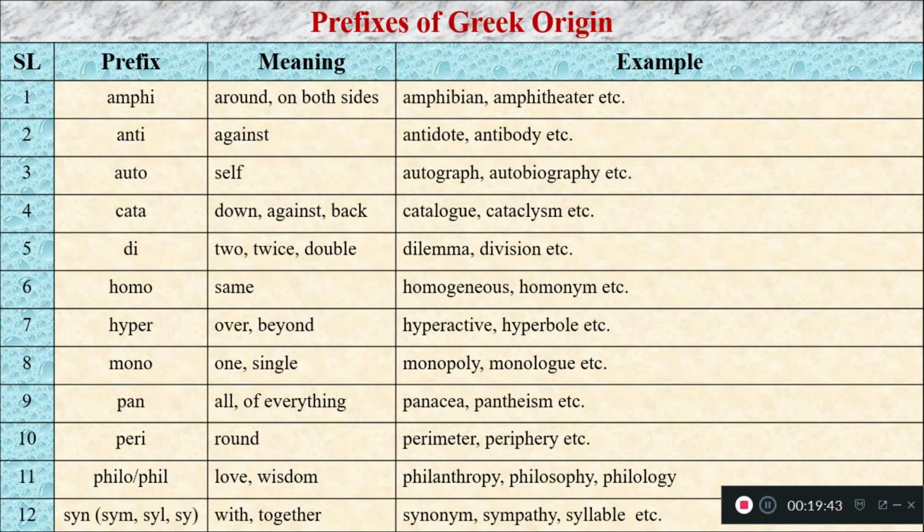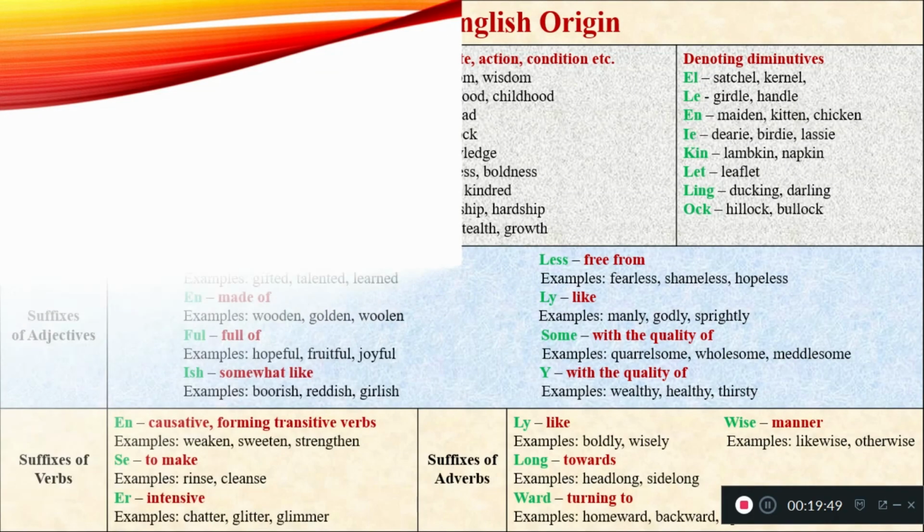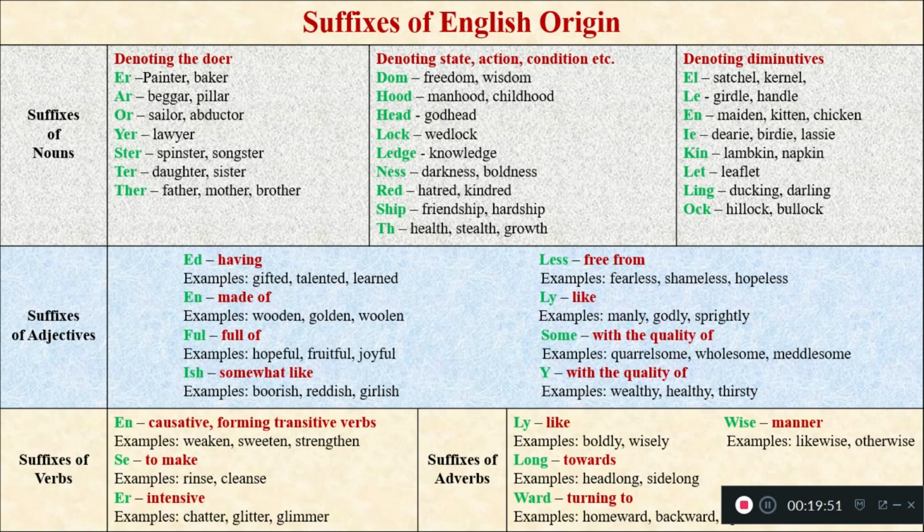Now, let's discuss suffixes. Let's start with suffixes of English origin. There are certain suffixes that can be added to nouns, some can be added to adjectives, some to verbs, and a few more to adverbs. Among the suffixes of nouns, some denote the doer of an action.